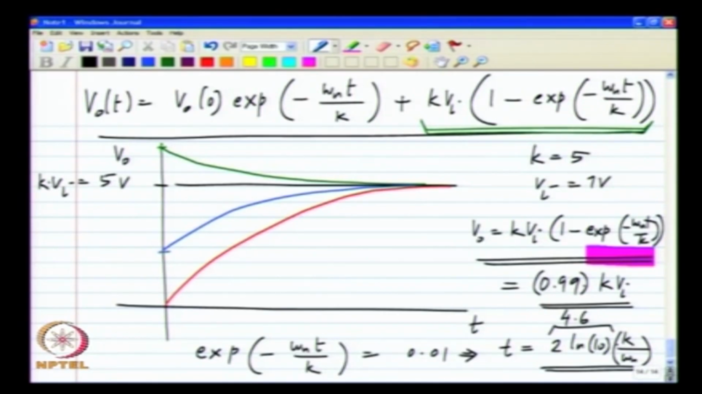So, this gives you an estimate of how much time it will take for it to reach close to ideal value. Now, you can choose how close is close, it could be 99%, it could be 99.9%, but in every case you will be able to evaluate how much time it takes to reach that particular value.